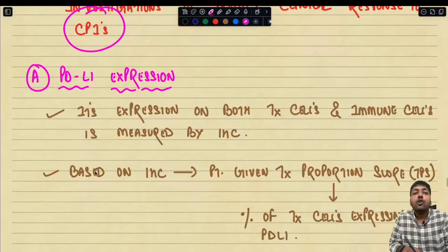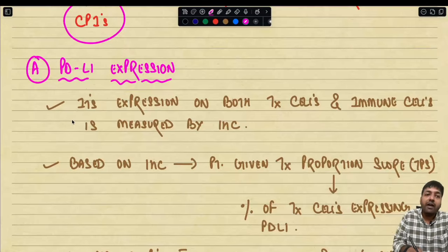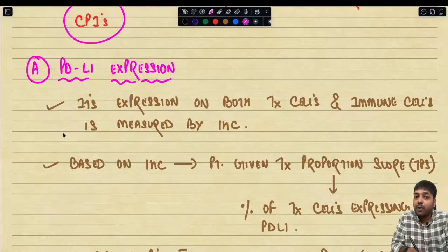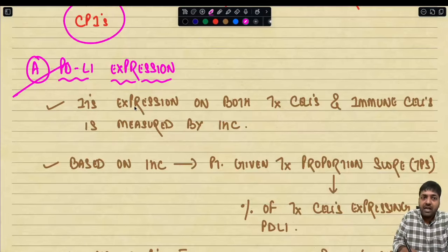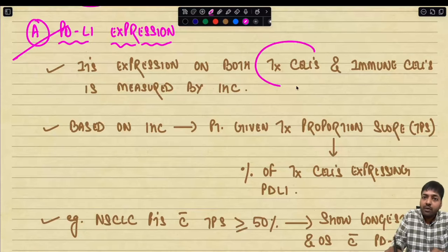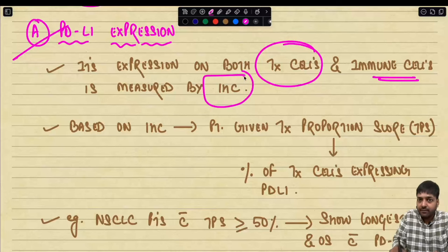Okay. So number one, let us see the first biomarker which is predictive of response to checkpoint inhibitor therapy. Number one is the PD-L1 expression. Its expression on both the tumor cells and immune cells is measured by IHC. Mainly, currently it is done on the tumor cells.